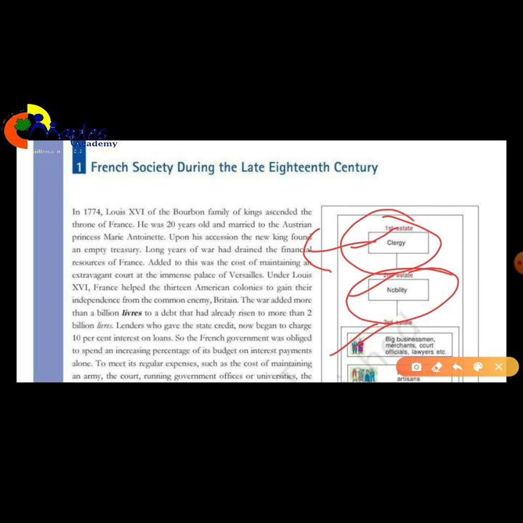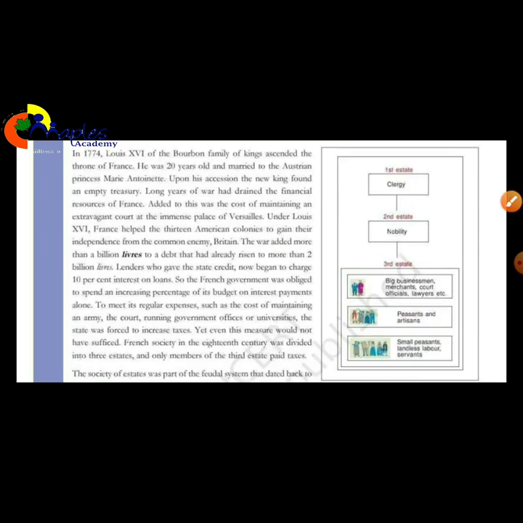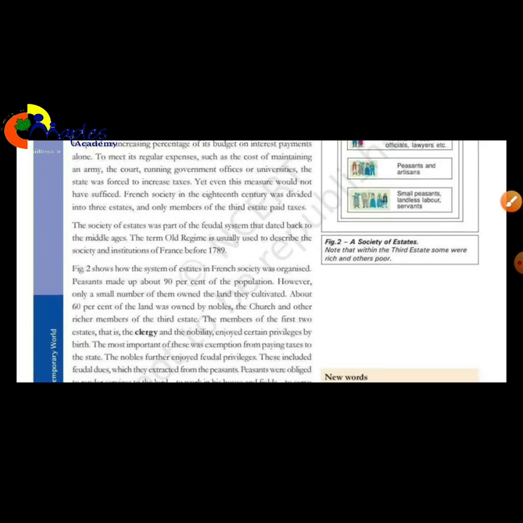So what was the problem? The problem was that the 1st and 2nd estates, clergy and nobility, did not have to pay taxes. Only the 3rd estate had to bear all the taxes. All the direct and indirect taxes were borne by the 3rd estate. So this was the problem of France. And 60% of the land was also owned by the nobles and the clergy. This was also a problem.